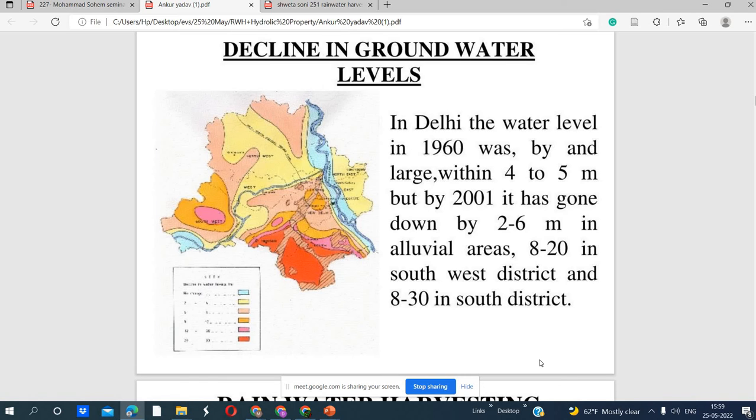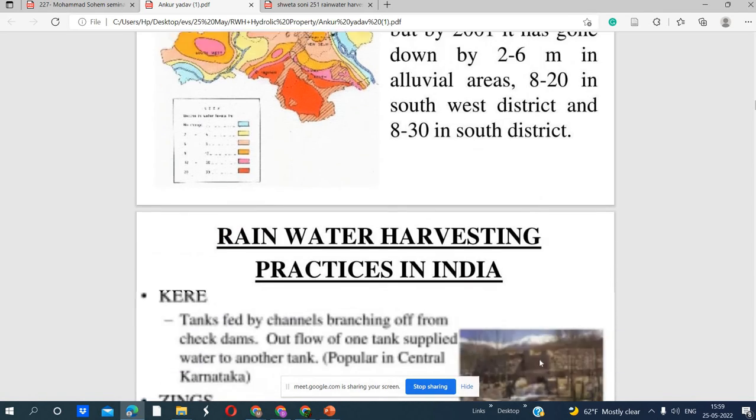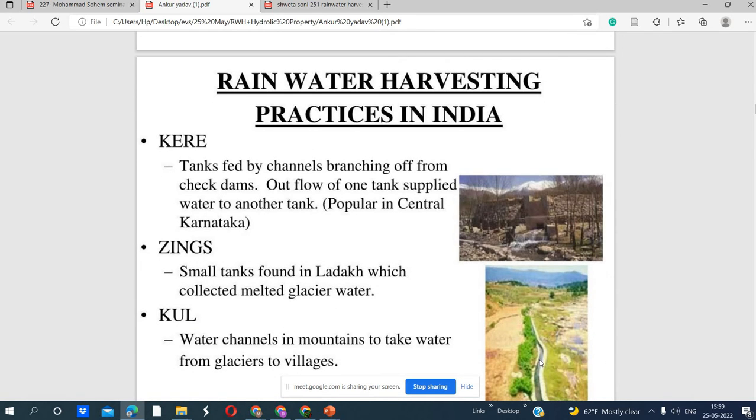You should discuss the decline in groundwater in Delhi. In Delhi, the water level decline was a large one. Yes, ma'am. In Ladakh, glacial water is collected through channels in the mountains for glacier villages. These are the different cases. In Ladakh, we use the zings, which collect the melting glacier water. And in central Karnataka, there are channels branching from check dams.